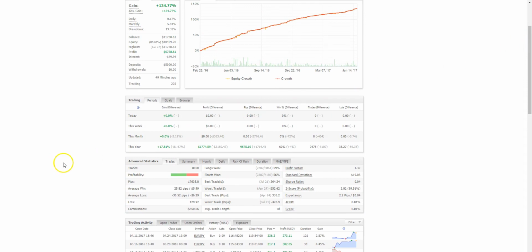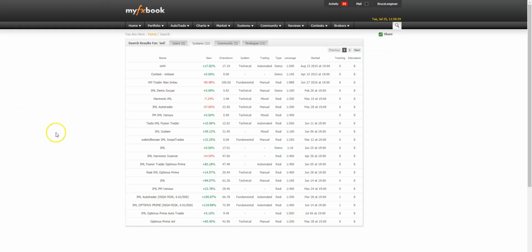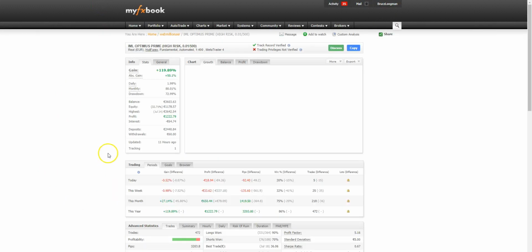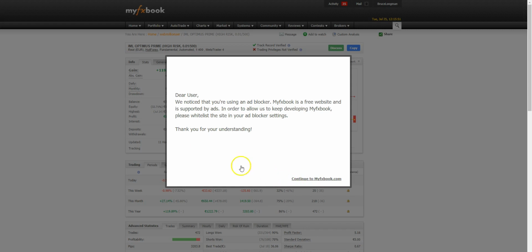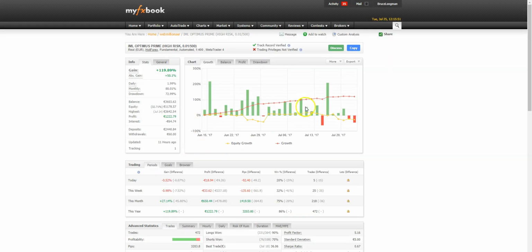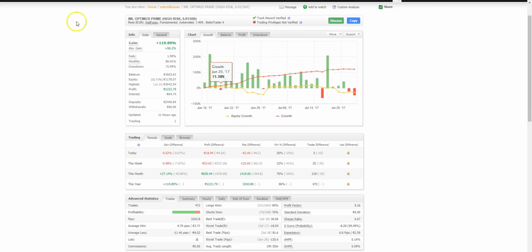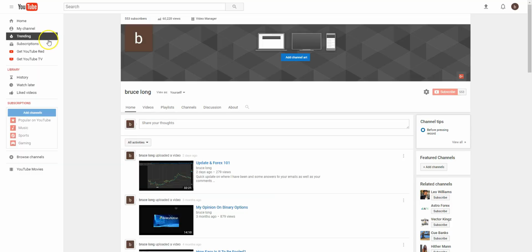So this is what I like to see in a portfolio. This is what you want to see in a portfolio. Don't follow these people who have portfolios that are only a couple months long. Looking at this person, again, the Optimus Prime, it's only been active for a month, and that's it. It hasn't even been traded for that long. So these are people that you do not want to follow. I really can't stress that enough.